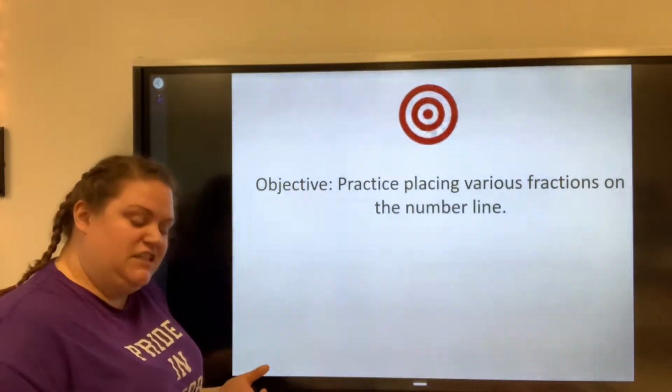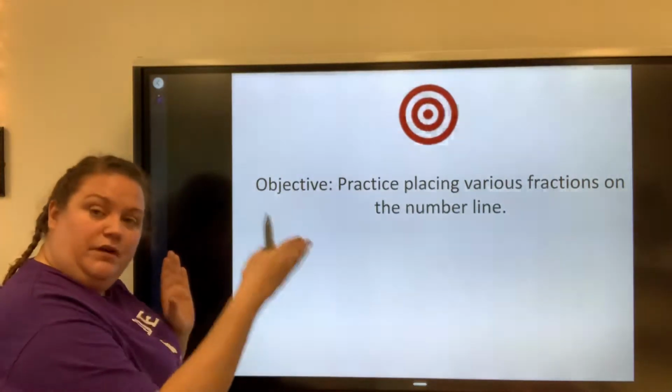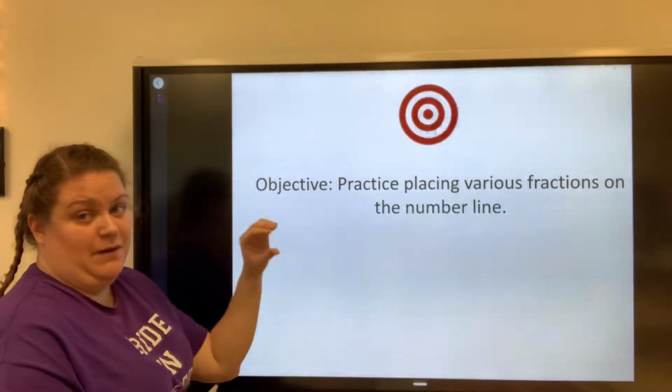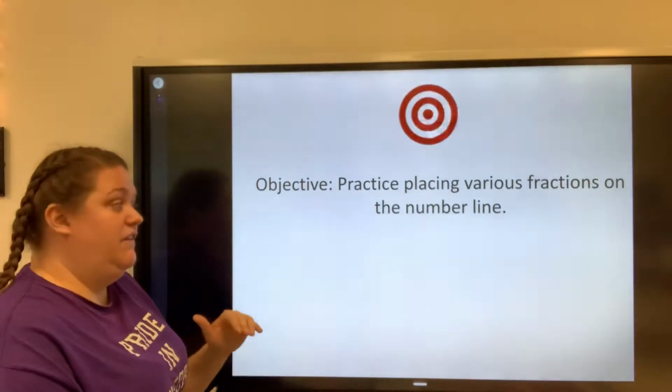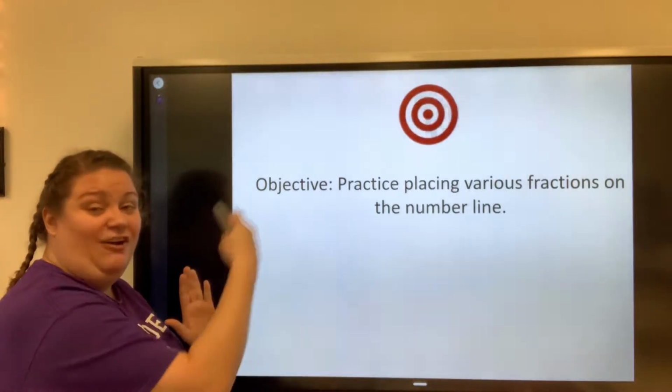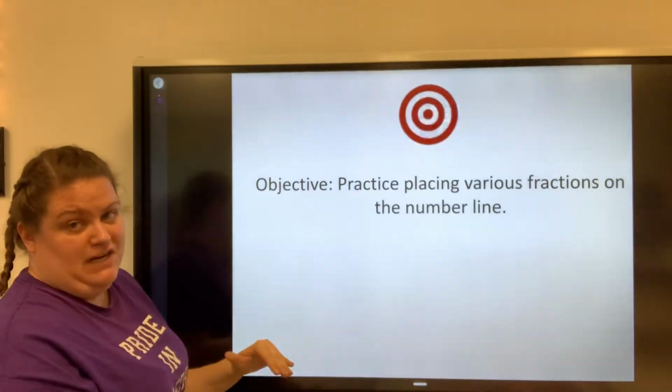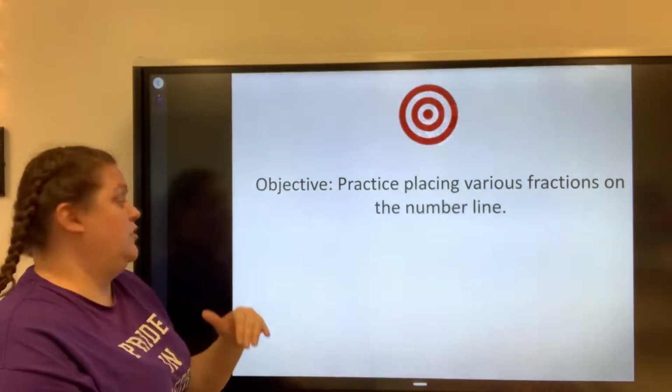So a couple of things to remember. If it's between 0 and 1, your numerator is going to be smaller than your denominator. Your top number will be smaller than your bottom number. If it's greater than 1, your numerator is going to be larger than your denominator. Your top number is going to be larger than your bottom number.